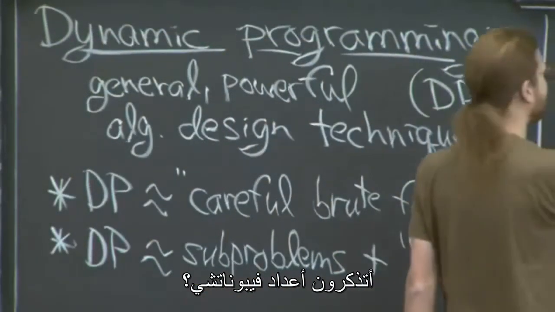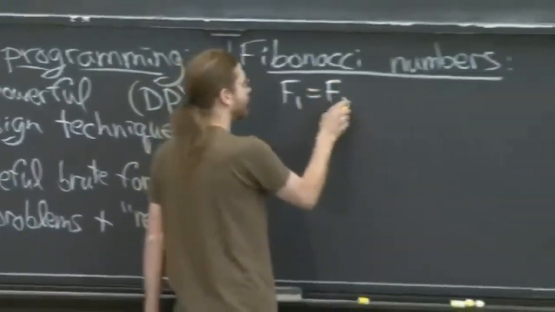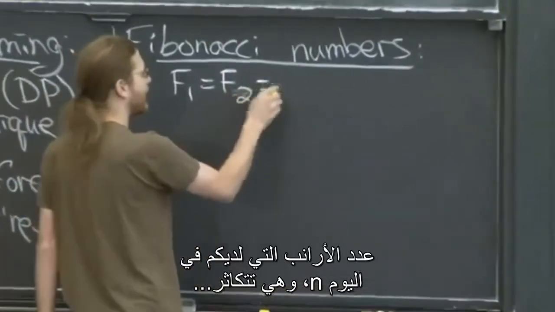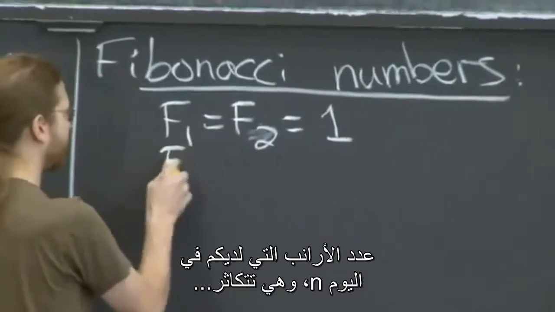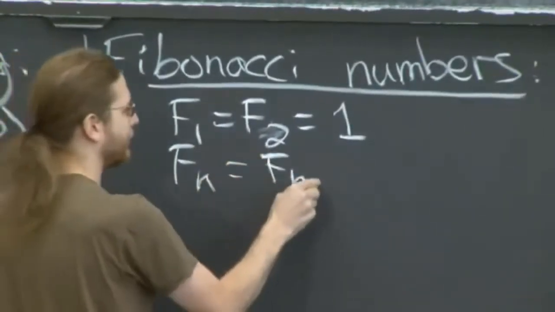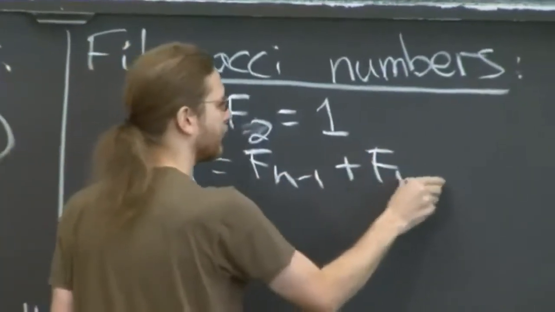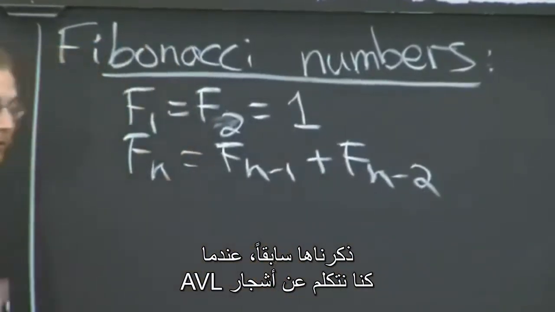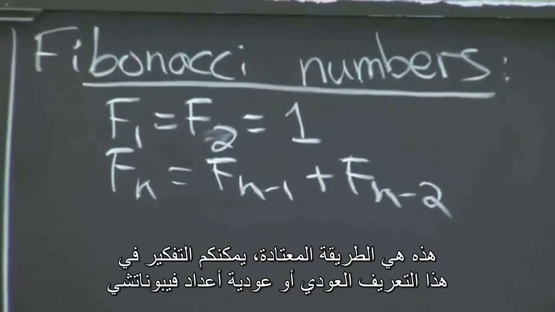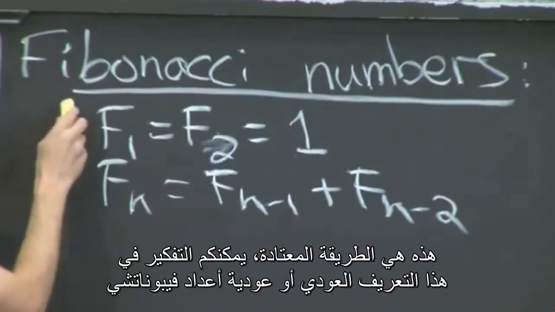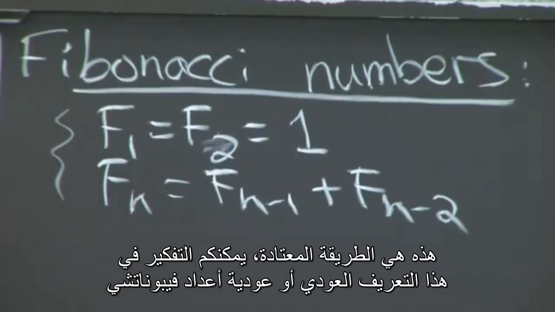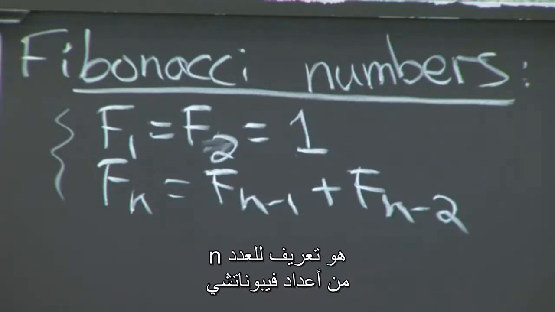So you remember Fibonacci numbers, right? Number of rabbits you have on day n if they reproduce. We've mentioned them before. We were talking about AVL trees, I think. So this is the usual, you can think of it as a recursive definition or recurrence on Fibonacci numbers. It's a definition of what the nth Fibonacci number is.